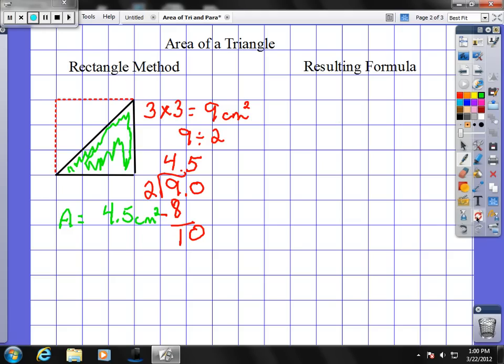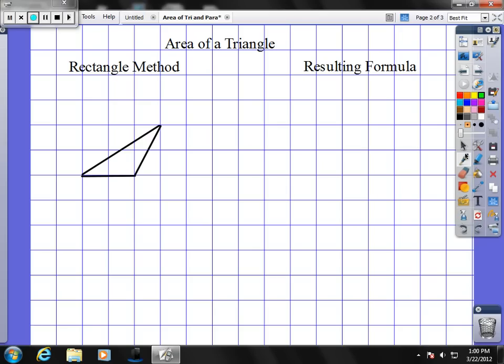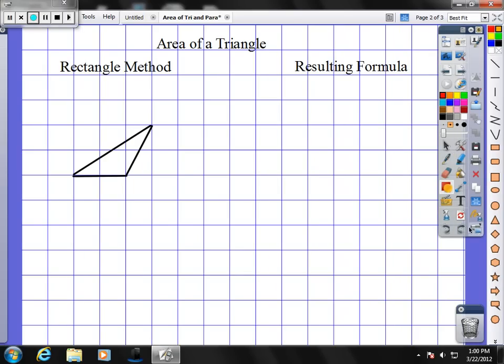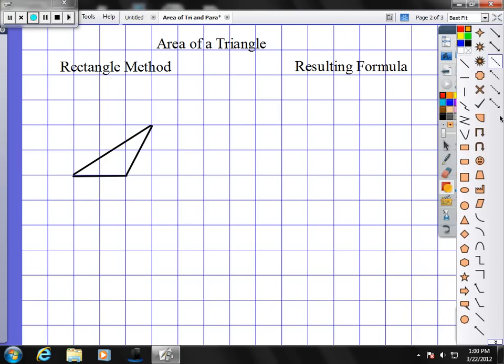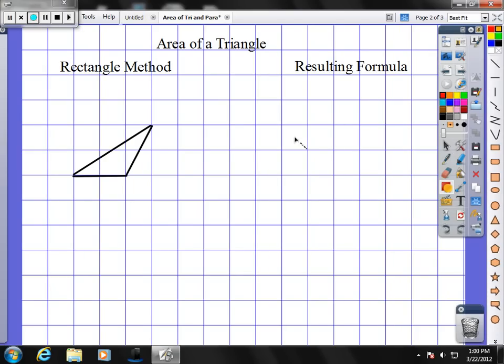Now sometimes we don't have these really pretty triangles. We have a kind of obscure triangle. When we do that, you can still use the rectangular method to figure it out. So we're going to go ahead and try to enclose this shape into a rectangle by doing this. So there's my one dotted line. Here's my other dotted line.